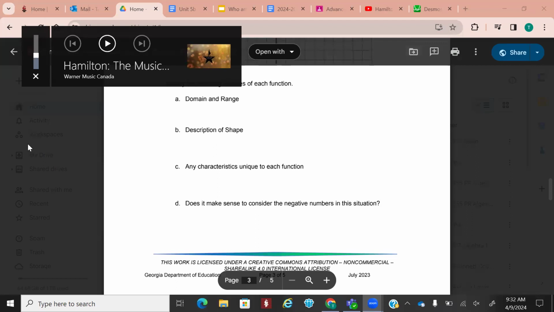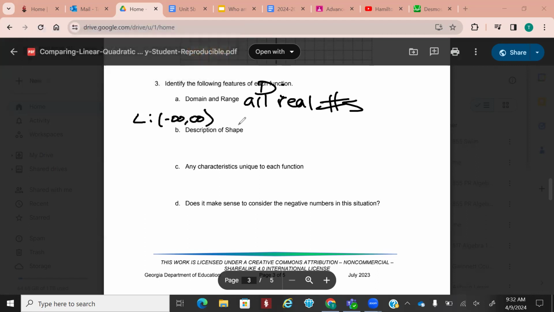Pay attention, now's the time. Domain and range. Domain is going to be all real numbers for all 3. Range is where it's going to get a little different. Range for linear is going to be from -infinity to positive infinity, so all real numbers. Your quadratic is going to be from 0 to positive infinity for your range. It doesn't go below 0. And then for your exponential, it's going to be from 1 to positive infinity, because our asymptote is at 1.